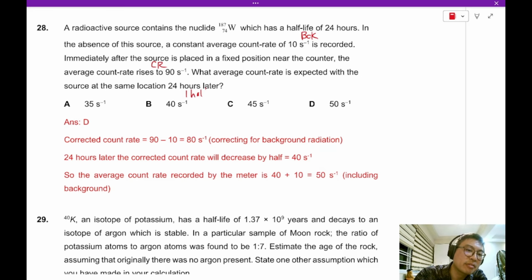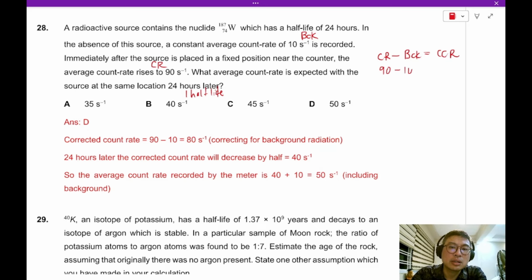one half-life later. Okay. Now, the steps in solving this will be: take the count rate minus the background radiation to get the corrected count rate, CCR. So we take 90 minus 10, which gives you 80 per second. Then after that, the corrected count rate will be halved after 1 half-life.